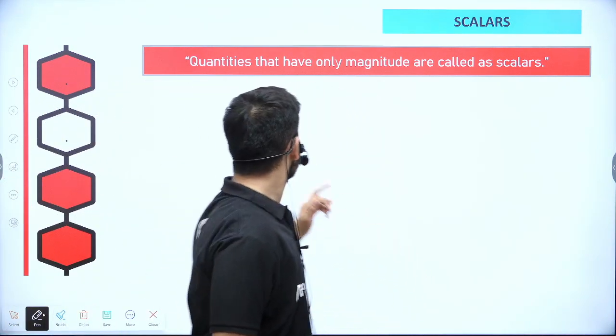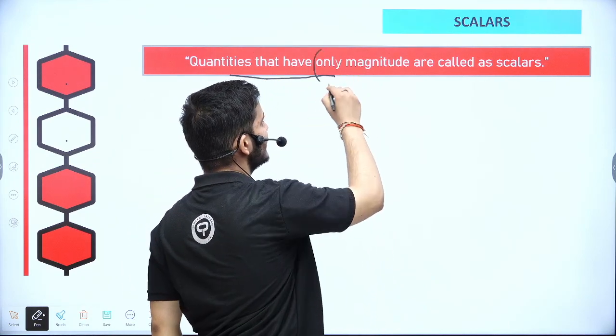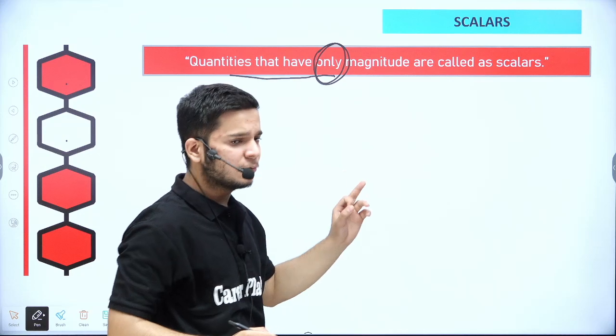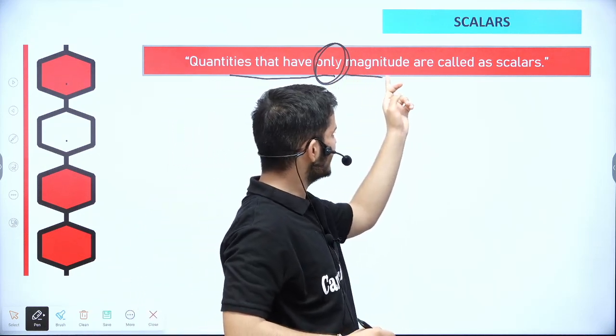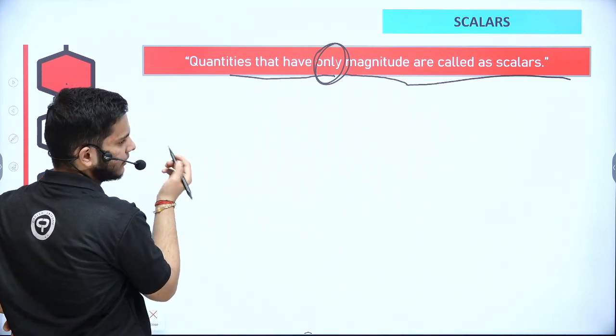So what are scalars? Quantities that have only magnitude. This "only" is a very important word. The quantities that have only magnitude are called scalars. So for example, let's take distance.